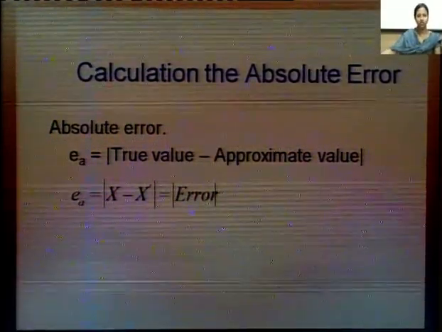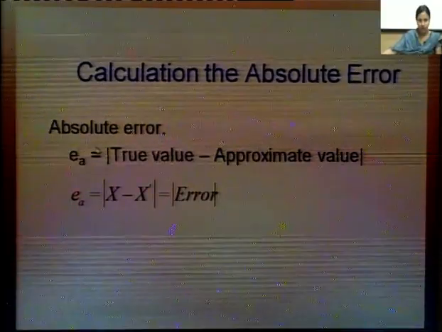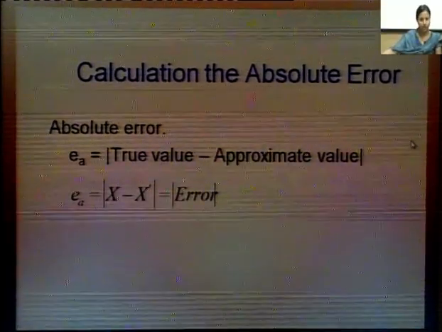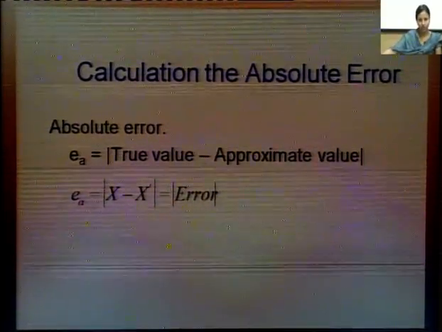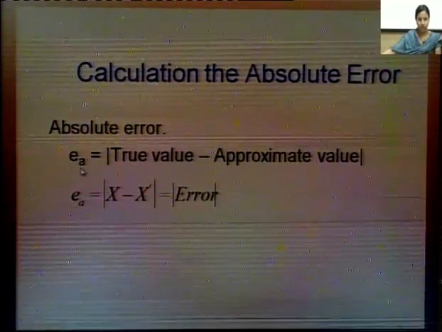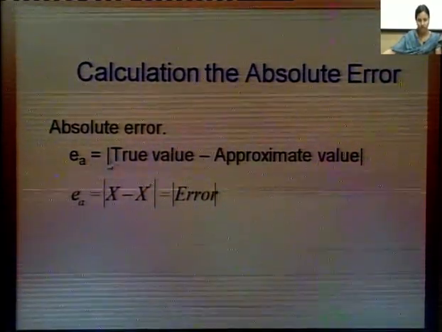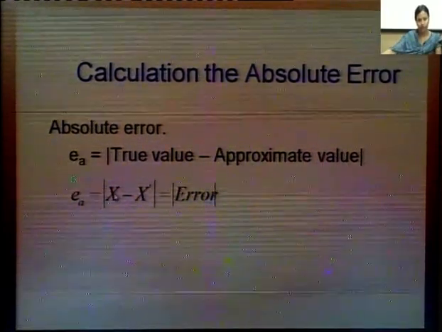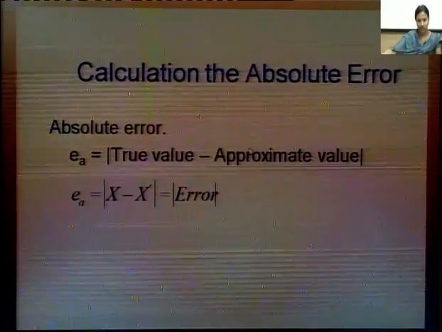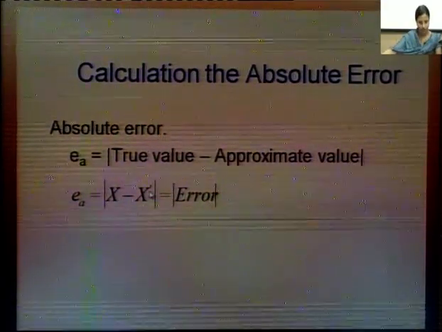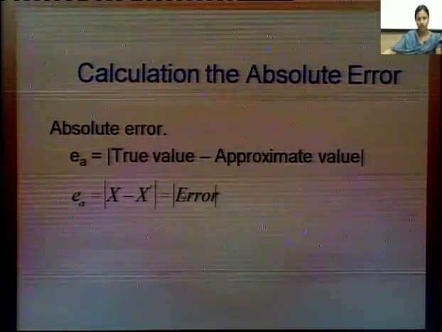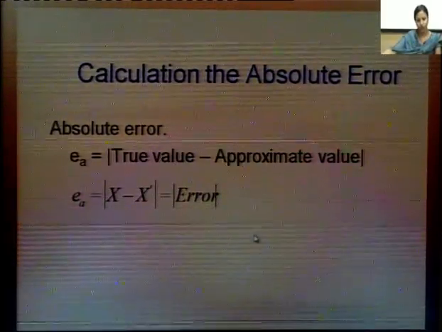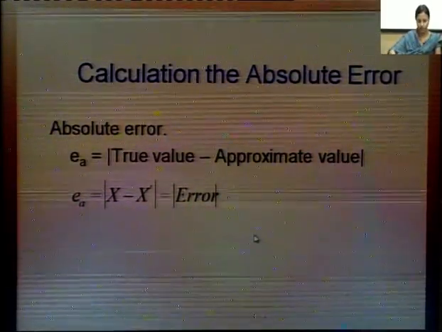So, the definition of the absolute error is the modulus of true value minus approximate value. That is, absolute error is equal to true value minus approximate value, where true value is x and approximate value is x prime. So, absolute error is the absolute value of the error, simply error.